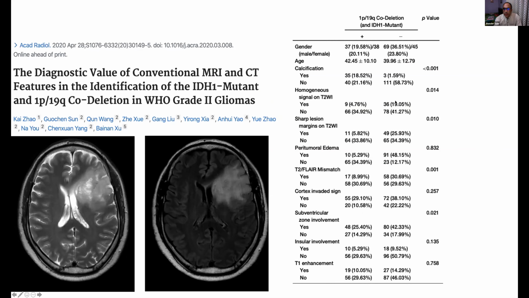And in this particular paper, all these features were compared, and they found that some of these features, as I mentioned, are useful for discrimination. And we can actually suggest that this is likely to be a 1p19q co-deleted tumor based on our radiological findings.